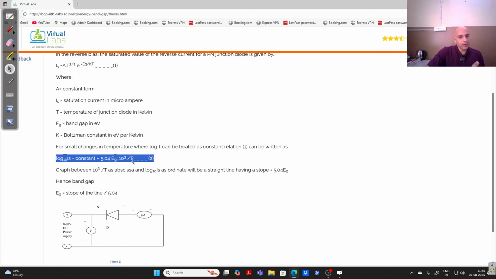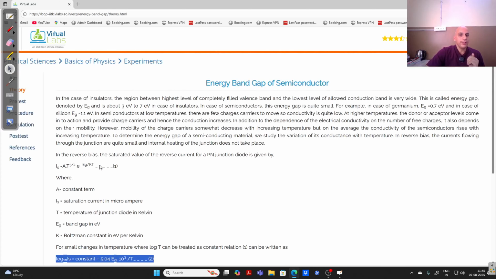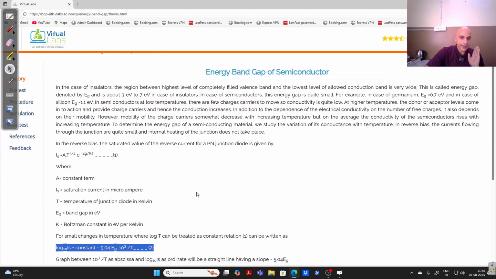So when we plot a graph, we will get a straight line that will have slope 5.04 into Eg. So if we find the slope from that graph, then by using this relation, Eg will be equal to the slope of the line divided by 5.04. So this is the way of calculating the energy band gap of the semiconductor material that is used for making this PN junction diode, right?